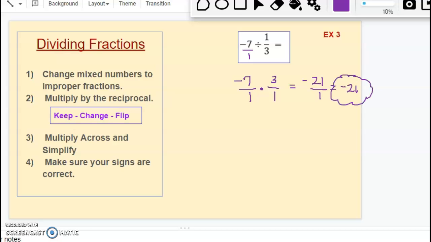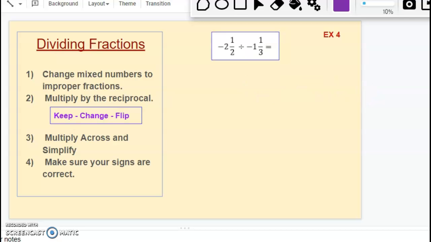Okay. And lastly, here we have two mixed numbers. Before we can multiply, we have to change them to improper fractions. So let's see, we have 2 times 2 is 4, plus 1 is 5. So 5 over 2, don't forget that negative sign, divided by 1 times 3 is 3, 3 plus 1 is 4. And I'm going to keep the 3. And I'm going to remember my negative sign. See how I'm going nice and slow? This is a lot of little steps that you can miss.